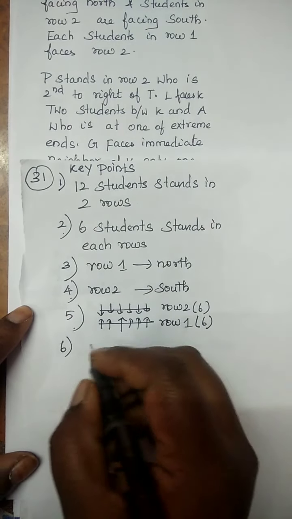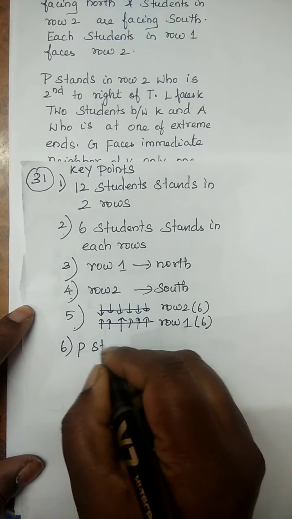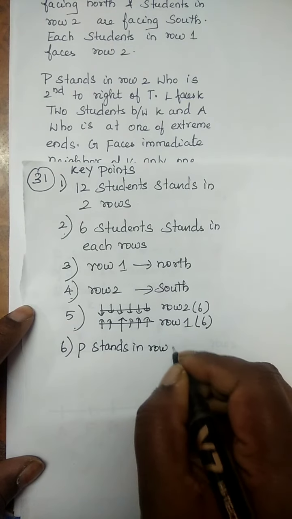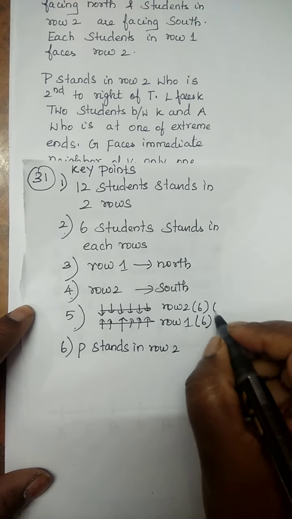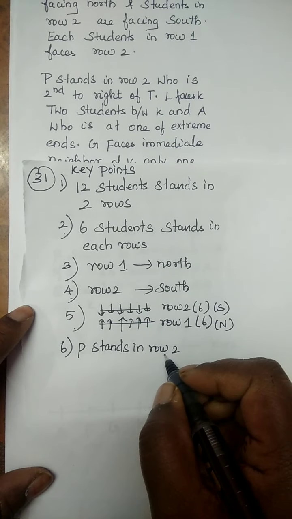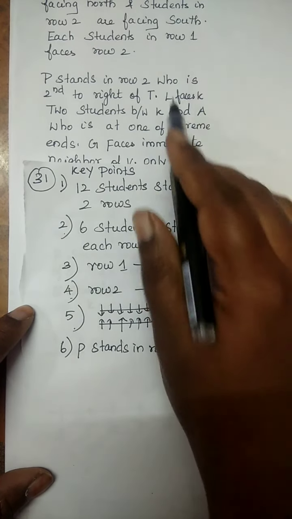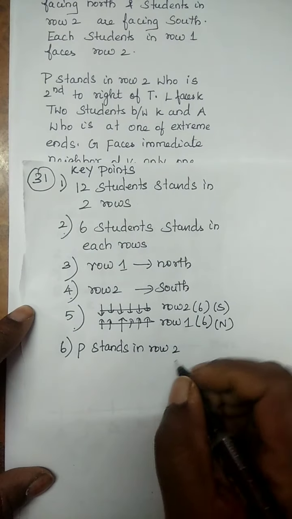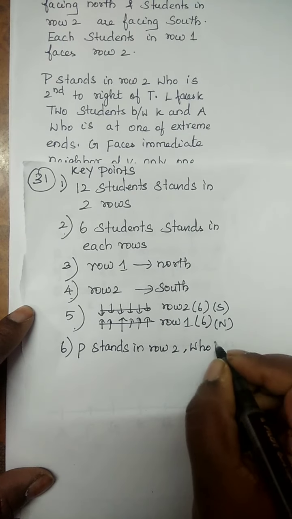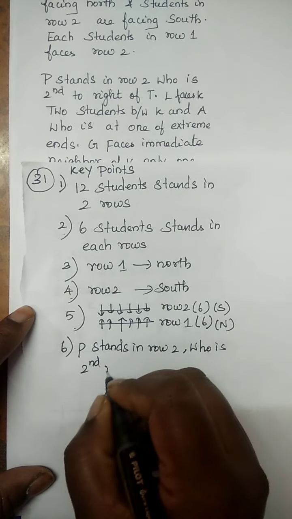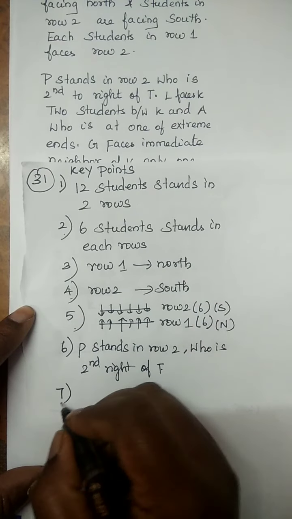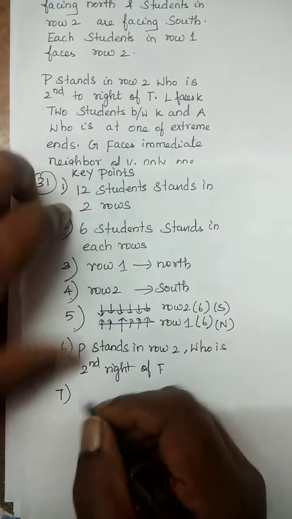Here the key point is P stands in row 2. So row 2 is south and row 1 is north. Who is second to the right of T? And the seventh clue is L faces K.